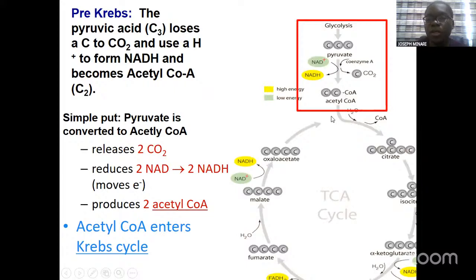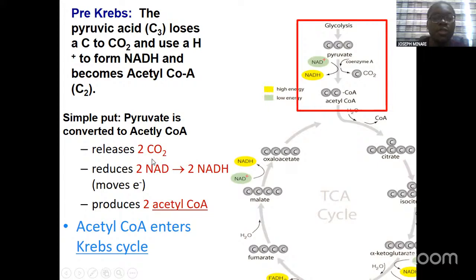the combination of oxaloacetate with acetyl-CoA produces citrate, a 6 carbon molecule, and then the pyruvate loses a carbon to CO2 and uses the hydrogen ion to form NADH and become acetyl-CoA. That's from the pyruvate to this place, before the combination. And then we have formation of citrate, isocitrate, alpha ketoglutarate, and the cycle goes on until it comes back to oxaloacetate.